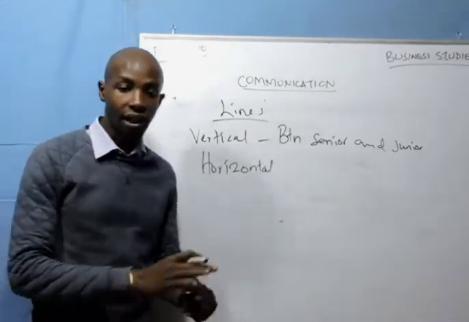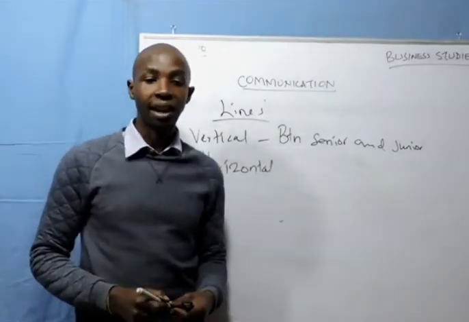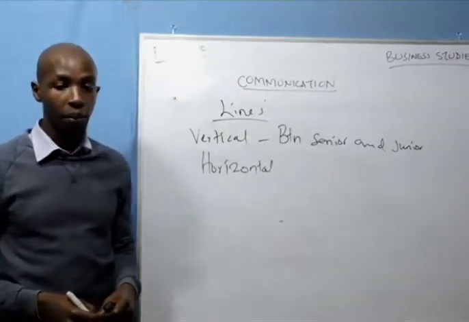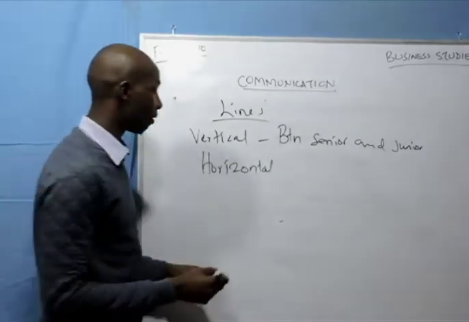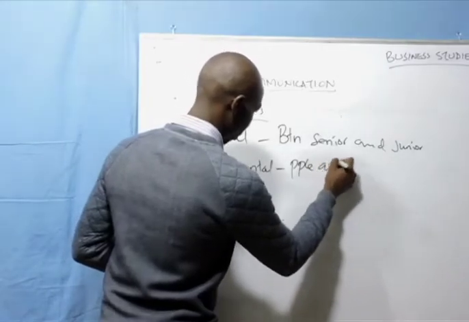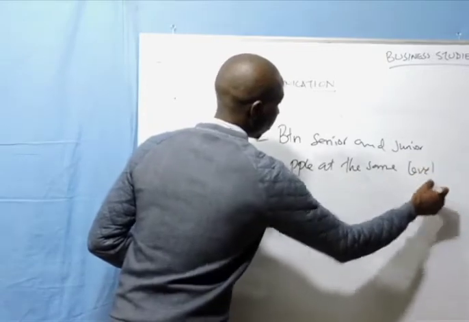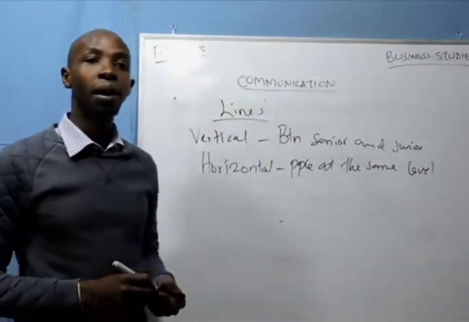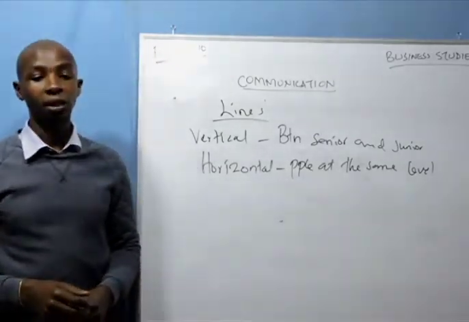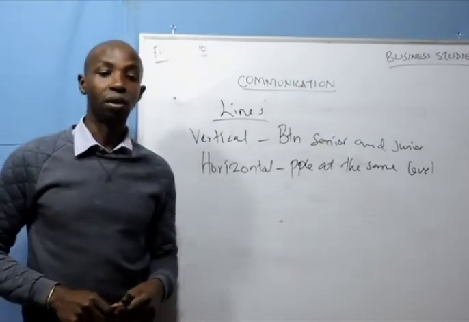We can also have horizontal, and this occurs when people are at the same level. It can also be referred to as lateral. So this communication happens between the people at the same level. For example, a meeting of class prefects. All of them are at the same level. So that communication is what we call lateral, or we can refer to it as horizontal.